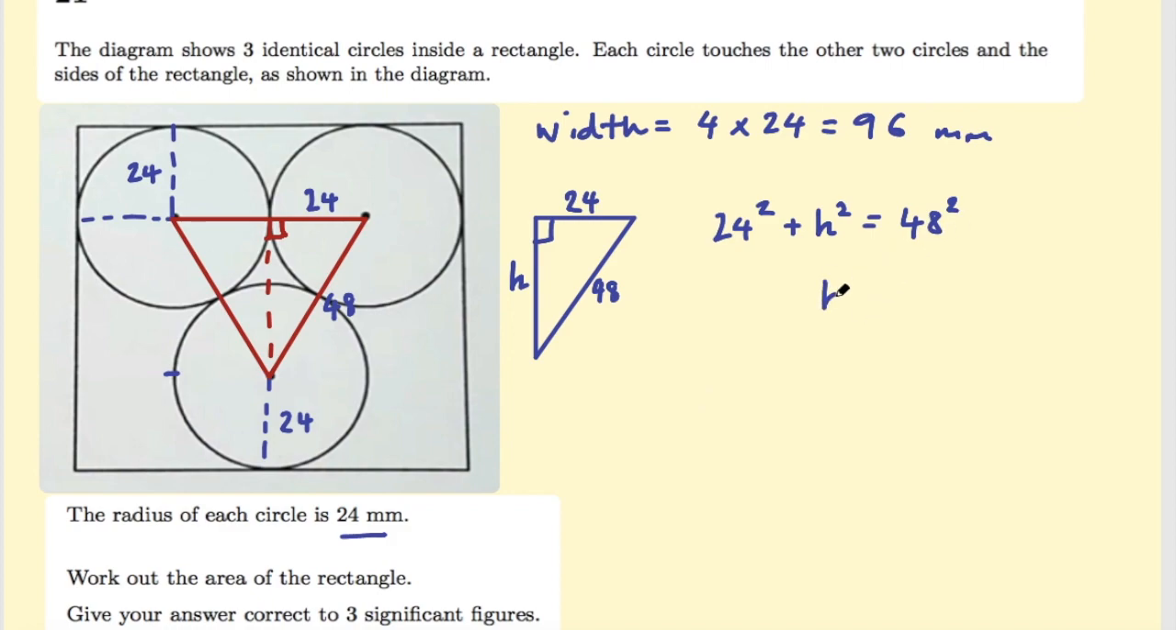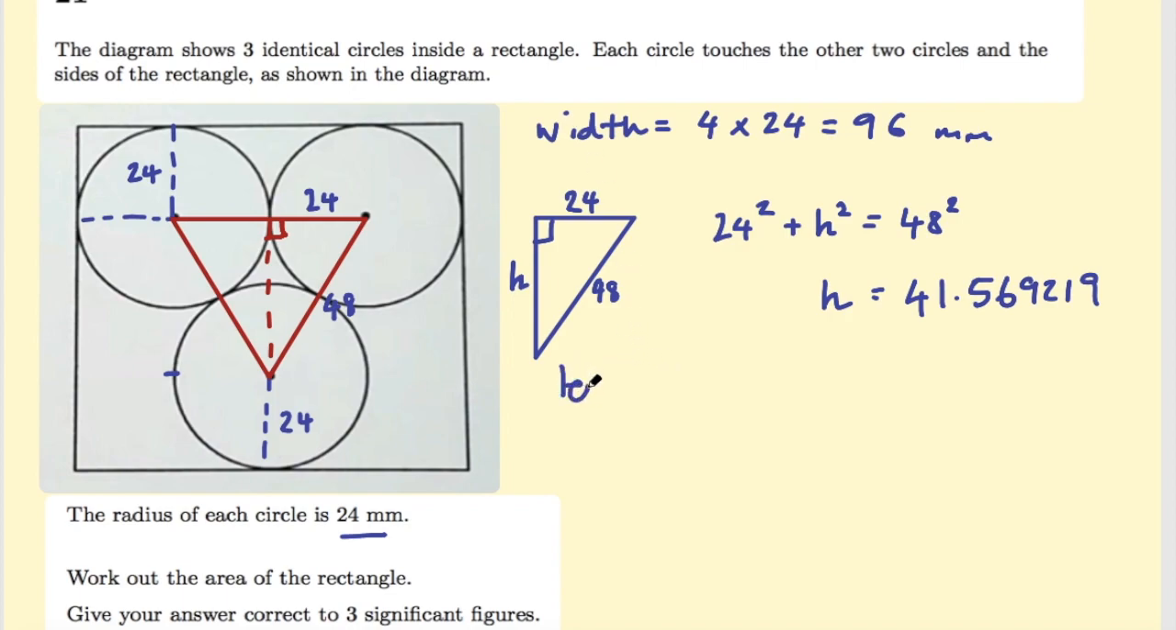And with a bit of rearranging and using our calculator, we come to an answer of 41 point, and you get a whole lot of decimal places. And remember, never round until you get to the end of questions like this. Always leave your answers with 5 or 6 decimal places, so you're making sure that your final answer is as accurate as possible. So we're going to leave that as 41.569219.